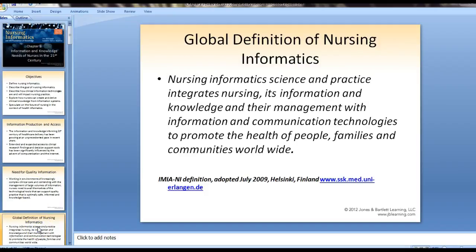So the global definition of nursing informatics: nursing informatics science and practice integrates nursing, its information and knowledge, and their management with information and communication technologies to promote the health of people, families, and communities worldwide.